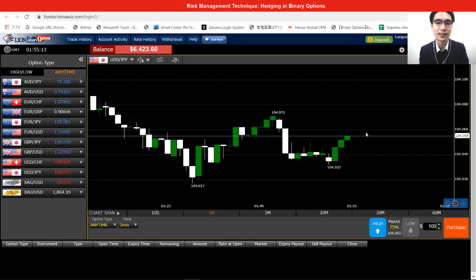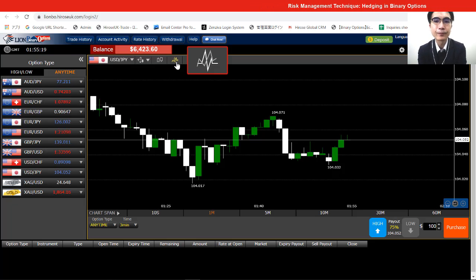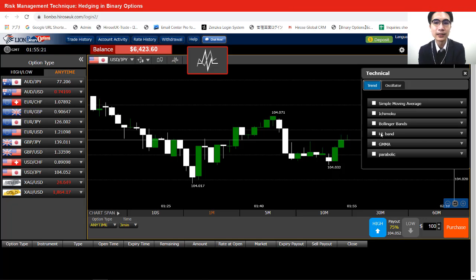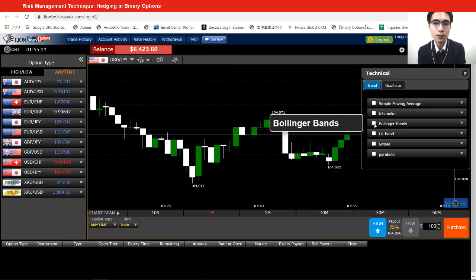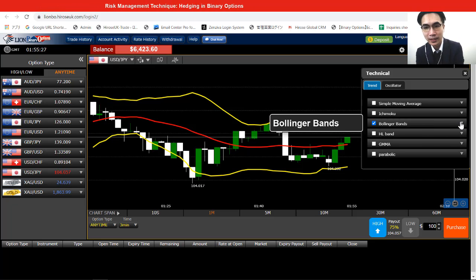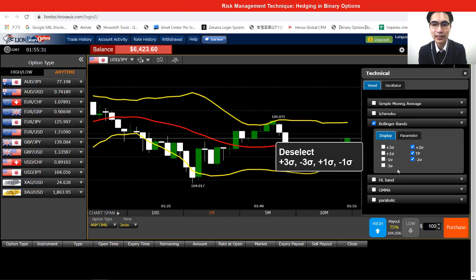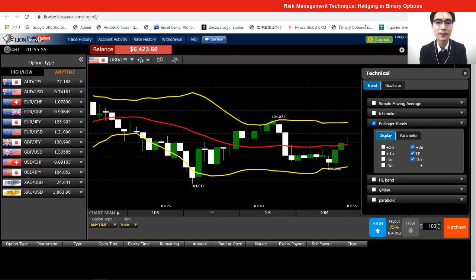First, let me set up the technical indicators. Go to technical indicator, just that button right there, and then we put a tick on Bollinger Bands and open the drop down for Bollinger Bands. Now we deselect the lines on the left and keep the one on the right. So that's all done for Bollinger Bands.